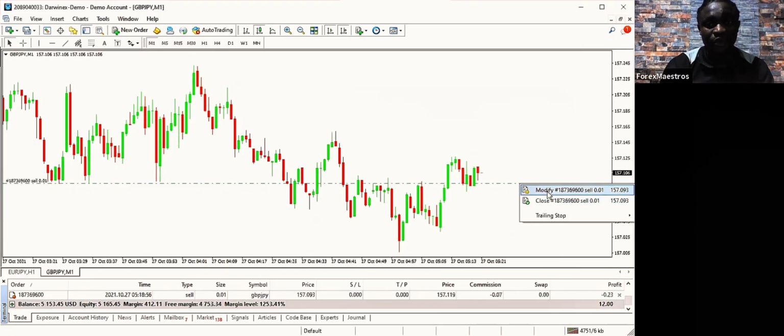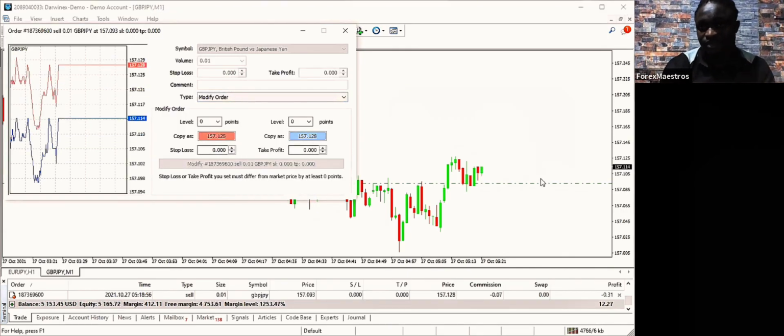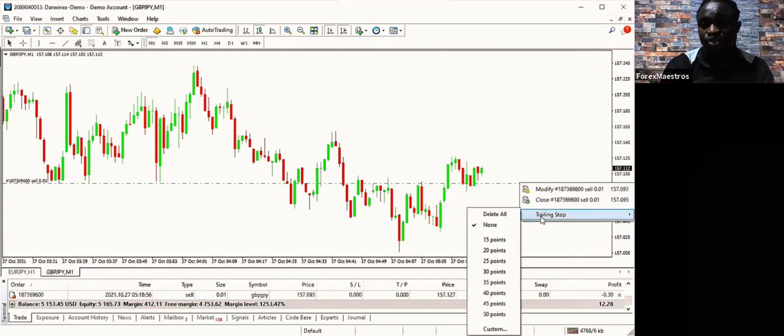Okay, you want to modify your trade. To modify, if I click on modify, look at what happens. It brings out my dialog box and I can modify. I want to add my stop loss. I want to add my take profit. I can do that. Okay, so I want to trail stop. What trail stop means is as price is going up for me, I want to be taking my profit gradually.